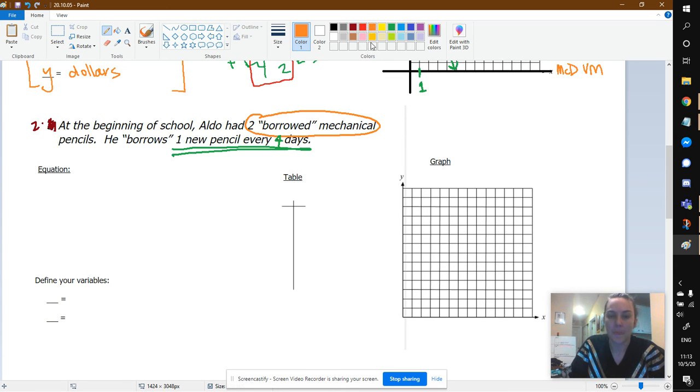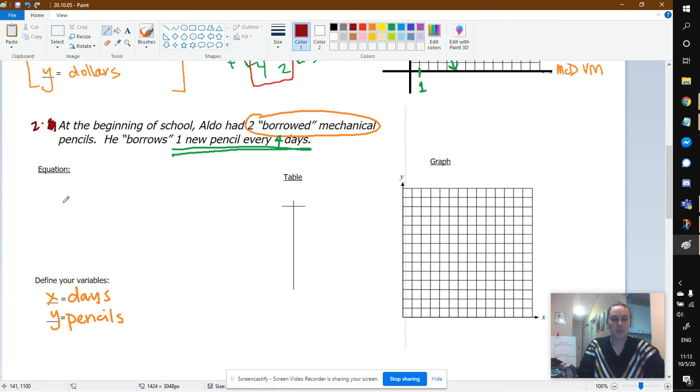All right, let's define our variables, x and y. Y is always the one with the starting point, so the y is pencils. And the x is days, how many days it takes him to borrow pencils.